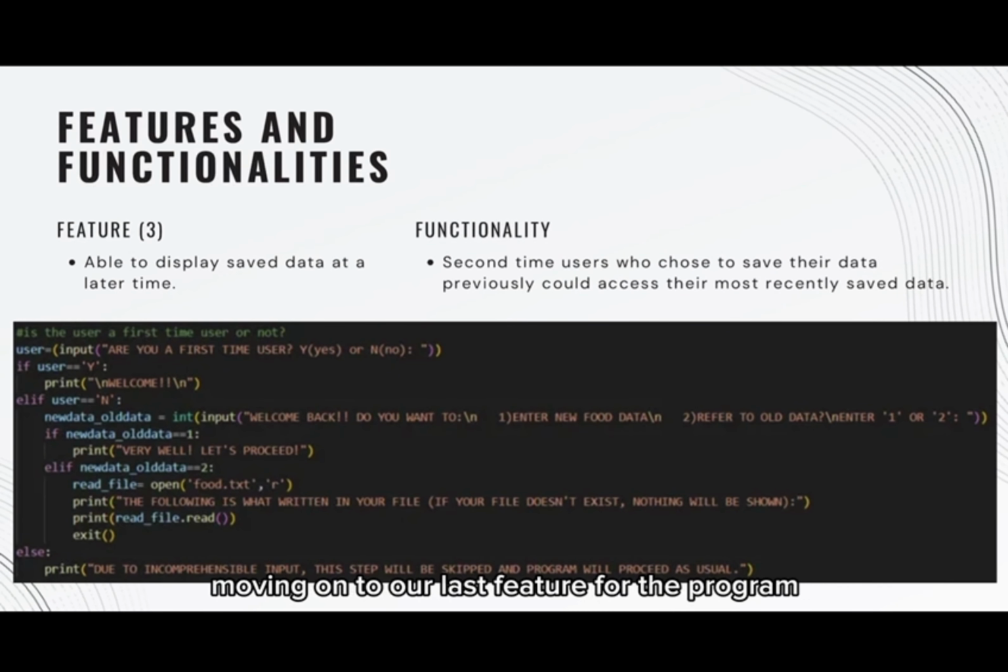Going on to our last feature for the program, which is to be able to display saved data at a later time. The functionality for this feature is that second-time users who chose to save their data previously could access their most recently saved data. According to the picture, if the user says they're not a first-time user, then there will be the option to either enter new food data or to refer to old data. If they choose the second option, then the code under elif would run, where it will open the file where the data was previously saved.